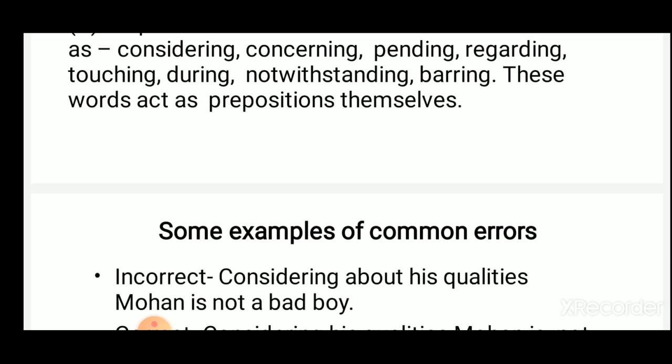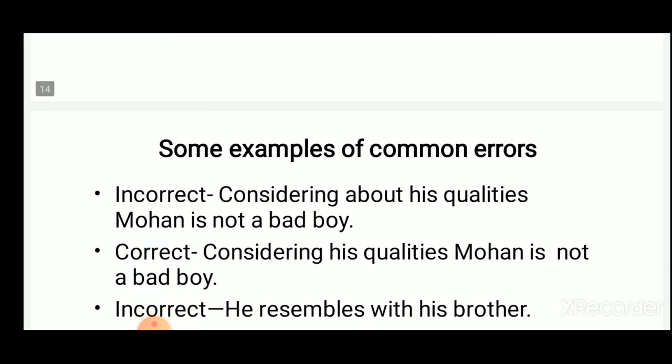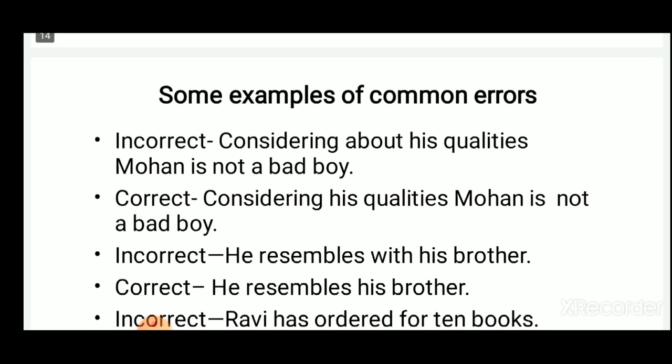Some examples of common errors about prepositions. Incorrect example: considering about his qualities, Mohan is not a bad boy. So earlier I told you that after considering we don't use a preposition. So the correct sentence is: considering his qualities, Mohan is not a bad boy. We are omitting about here because this is the incorrect use of a preposition.